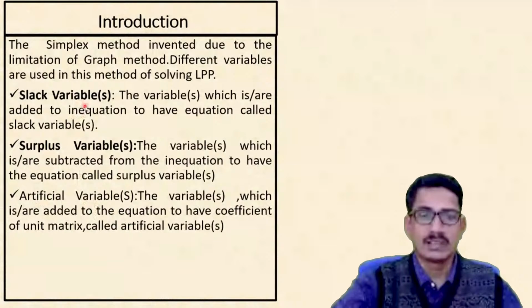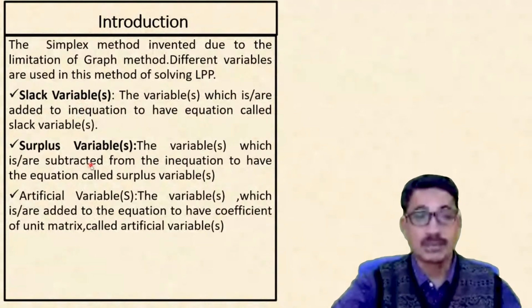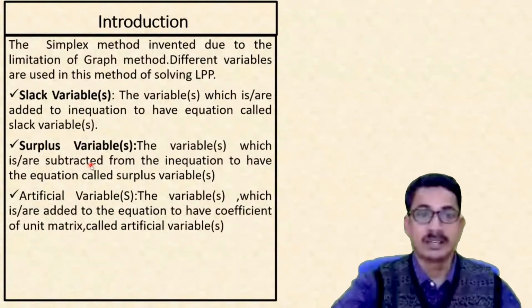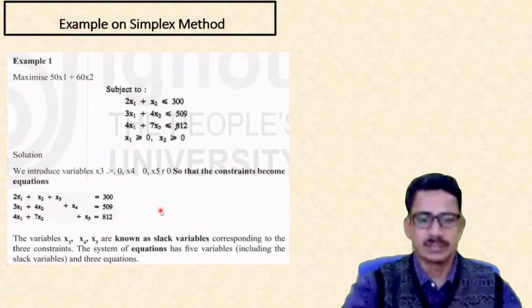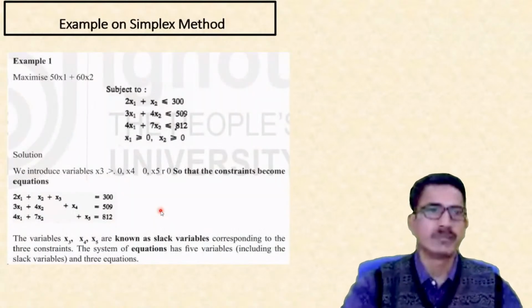The slack variable converts inequations to equations, but by addition. The surplus variable again converts inequations to equations, but by subtracting, because always the left hand side will be greater than or equal to the right hand side. The artificial variable: after using surplus, if you feel the coefficients of the unit matrix are not coming in the matrix A, then you have to use an artificial variable or variables. If you require more, you take an artificial variable. If you require more than that, you take artificial variables. Now coming to one example, you can understand better.